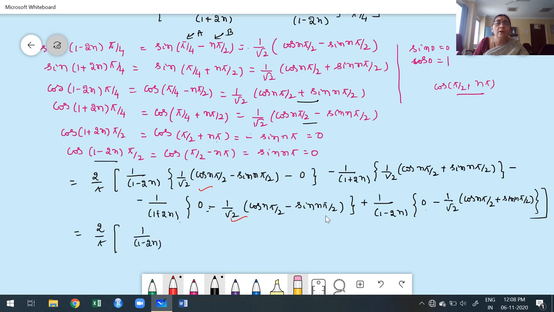I'm going to collect 1 by root 2. Here also 1 by root 2 is there. I'm going to take 1 by root 2 and take these two terms. From these two terms, 1 by root 2 of 1 by 1 minus 2n is common. What's the remaining here? For the first term, cos of n pi by 2 minus sine of n pi by 2.